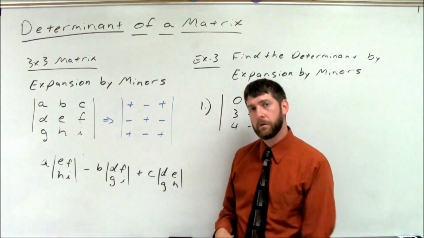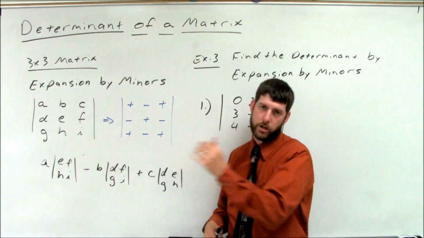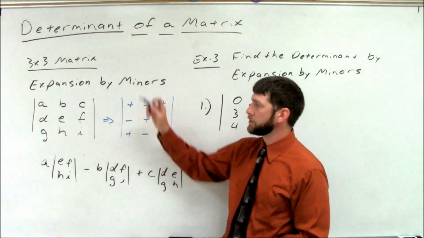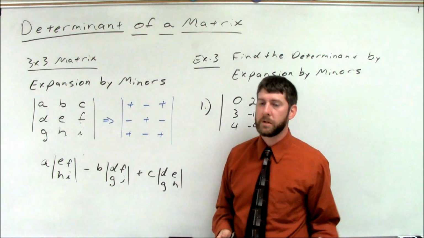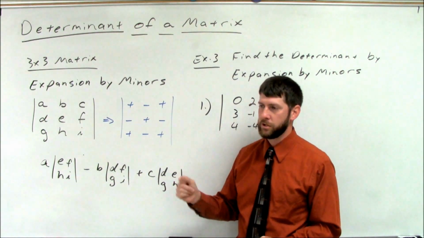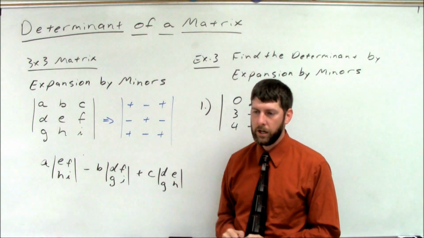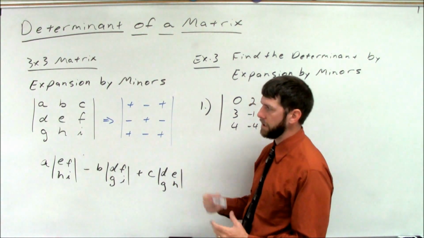So if you've got a 0 in there, you can eliminate a whole section because you're going to multiply everything by a 0. So that's where expansion by minors is a little bit nicer than the diagonal method, because you can start canceling out chunks of operations, so you can speed it up.